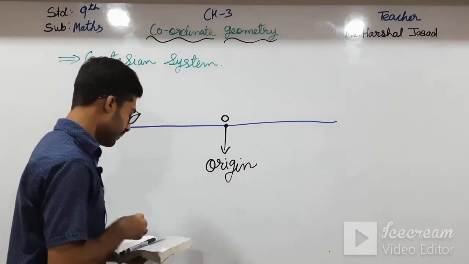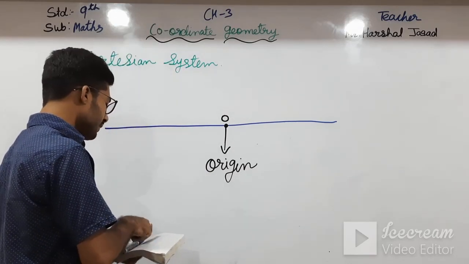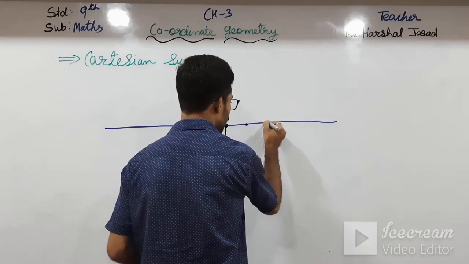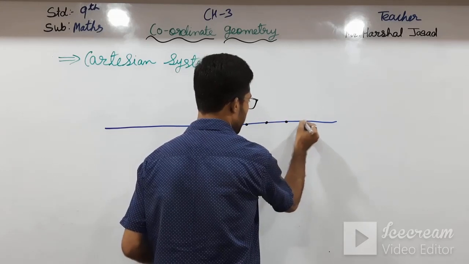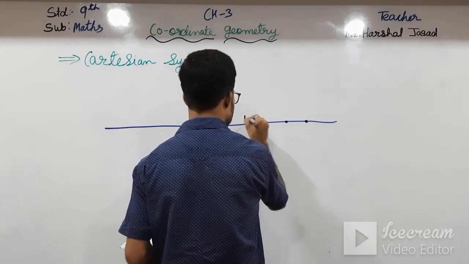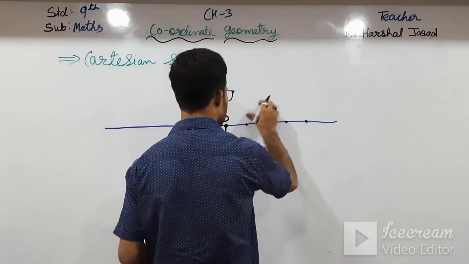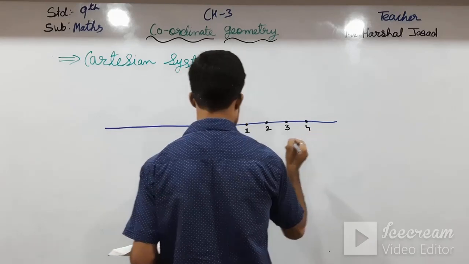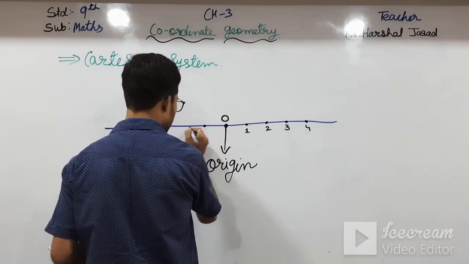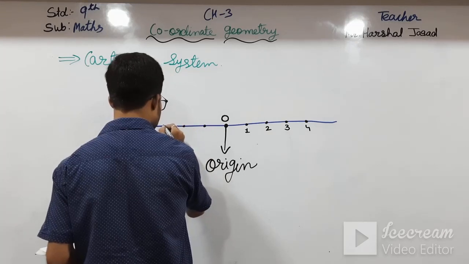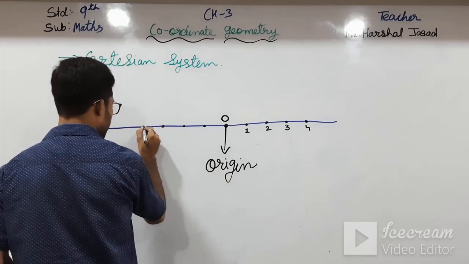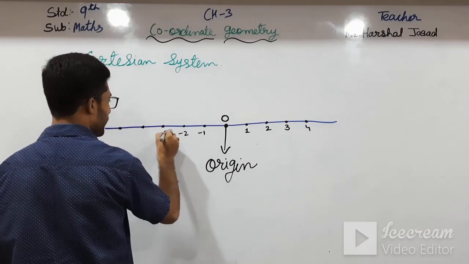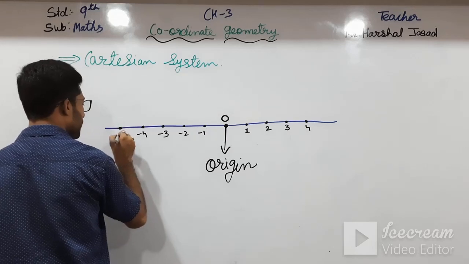See here, it is represented over here. We make similar marks here, here and here. This is 1, I am writing this downward, 1, 2, 3, 4, and here also. This is minus 1, minus 2, minus 3, minus 4, minus 5.